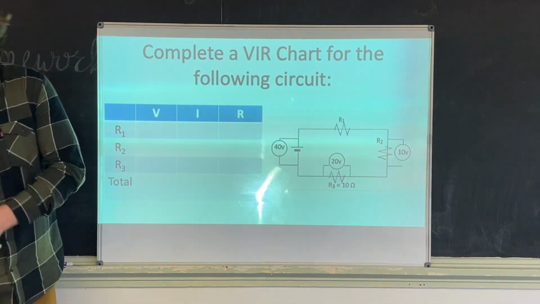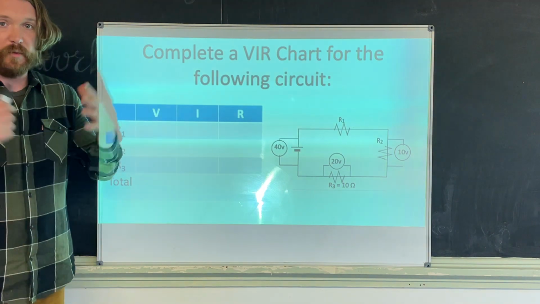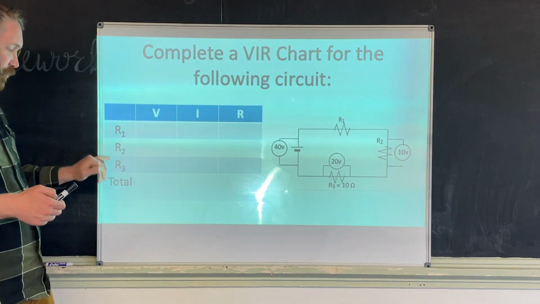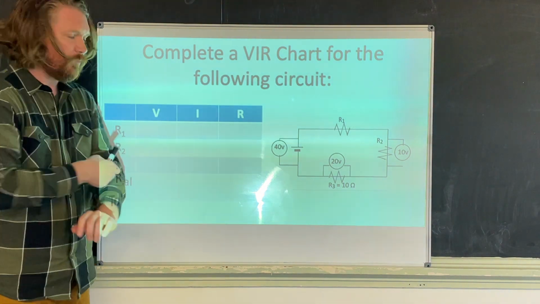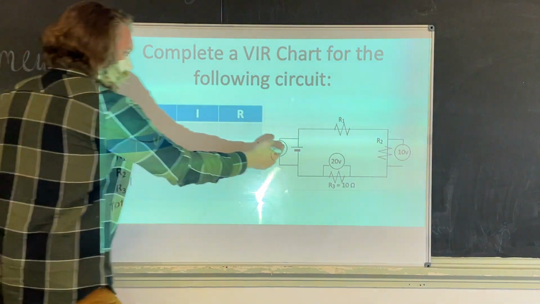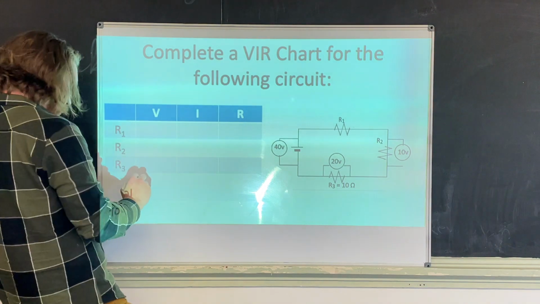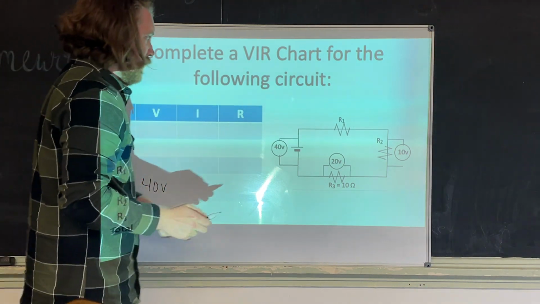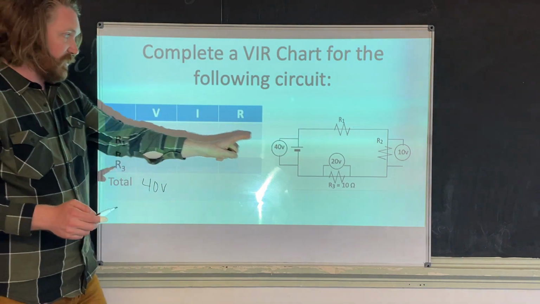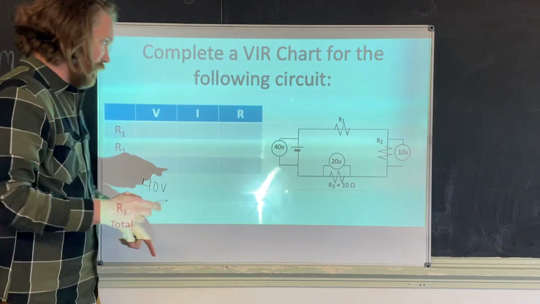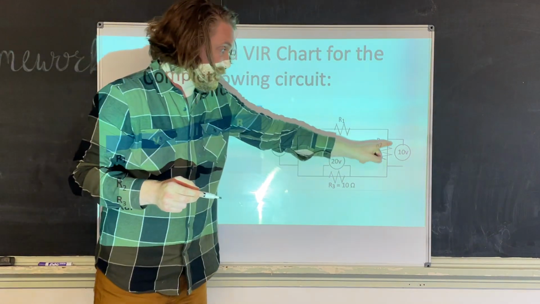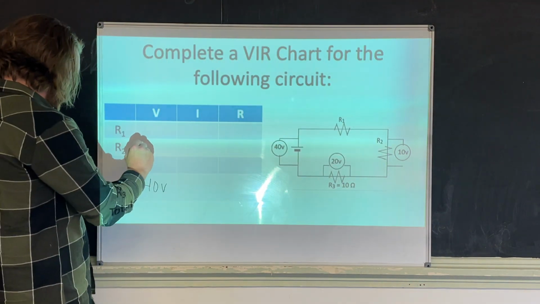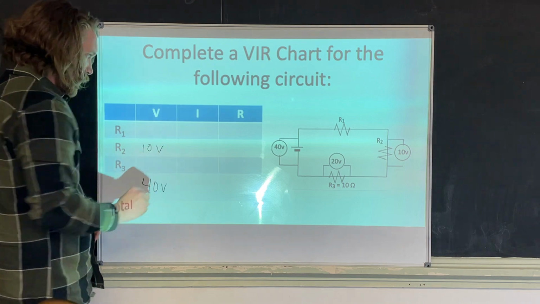All right, this one looks a little different, but we always start the same way. We have 1, 2, 3 resistors. So I have 1, 2, 3 resistors and a total. We write down what we know. I know my total voltage coming out of the battery is 40 amps, or excuse me, 40 volts. I do not know what my first resistor is, but I know my second resistor uses 10 volts. Does everybody see that? See how it says 10V? So my second resistor uses 10 volts.